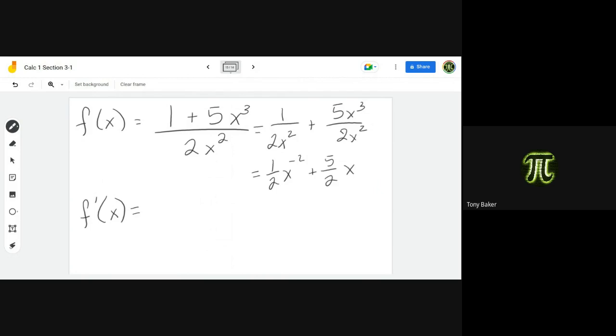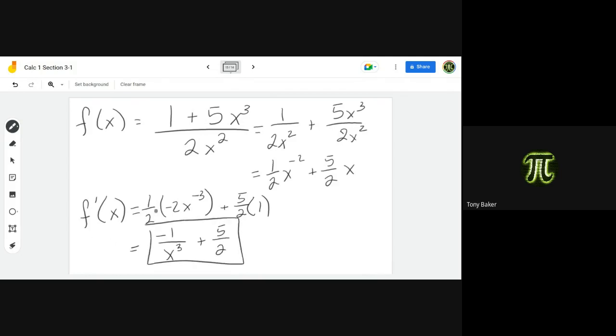So we got what? 1/2 times negative 2x to the negative third plus 5/2 times 1. So we've got -1 over x to the third plus 5 halves. That's my final answer.